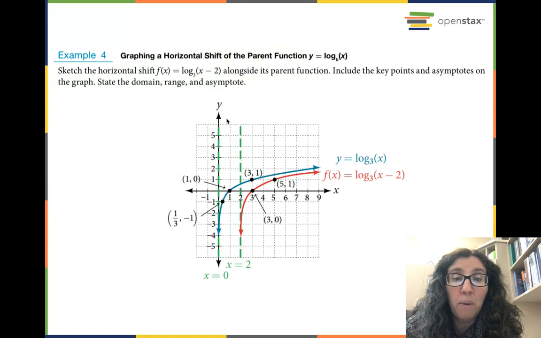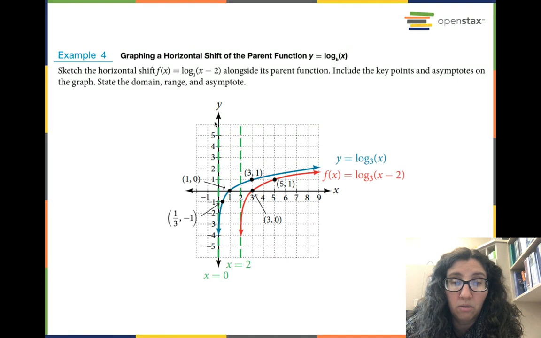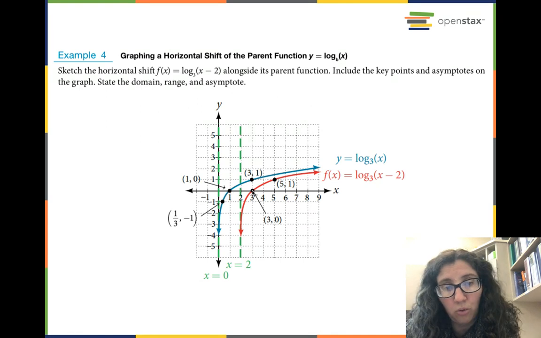Okay, so our parent function, log base 3 of x, is going to look like this blue one, right? Our vertical asymptote is at the y-axis. We have the x-intercept 1, 0, and the key point 3, 1. So all of these are going to shift to the right by 2. So the vertical asymptote becomes x equals 2. The x-intercept becomes 3. This key point becomes 5, 1.